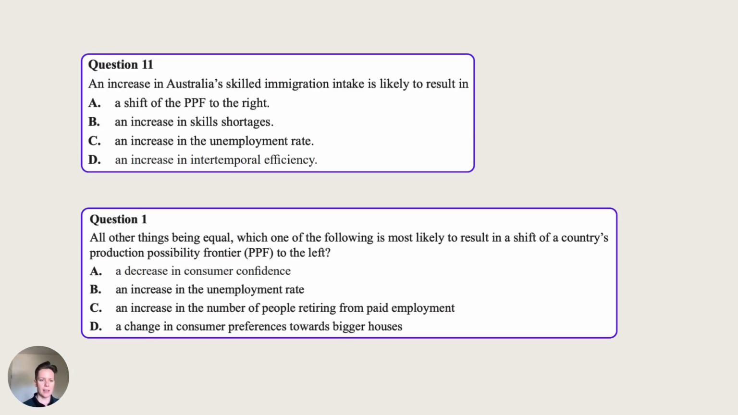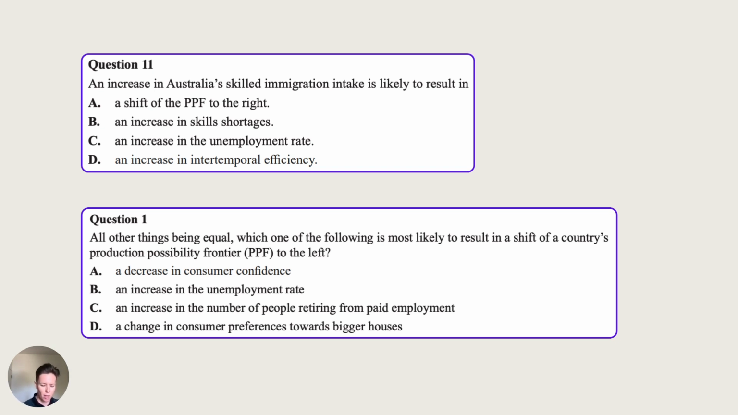So it can't be B, because the increase in the unemployment rate just suggests that resources are idle. It doesn't mean that output's being reduced in the long run. So not B. C, an increase in the number of people retiring from paid employment. Now this one looks good.